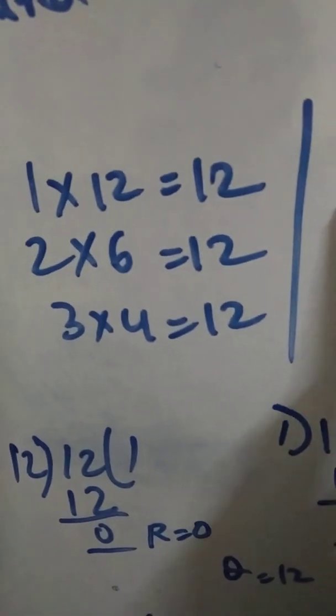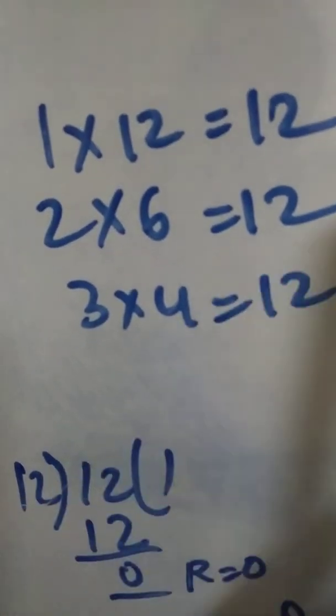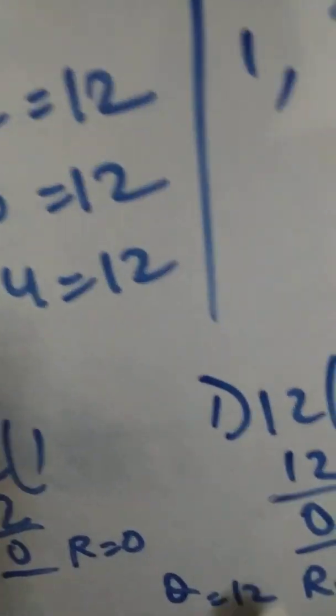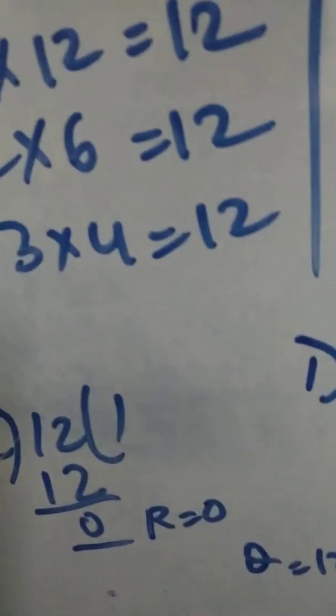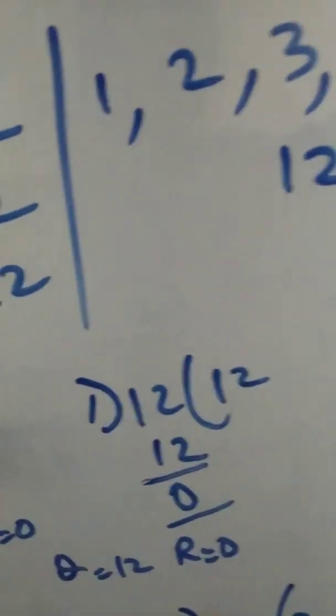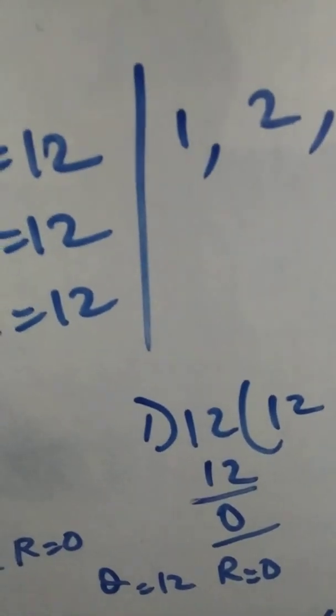Okay. First we will divide 12 by 12. 12 ones are 12. Next, 12 divided by 1. 1 twelve is 12. What is the remainder in both cases, children? 0. That means if a number exactly divides the other number, then that number is called a factor of that number.